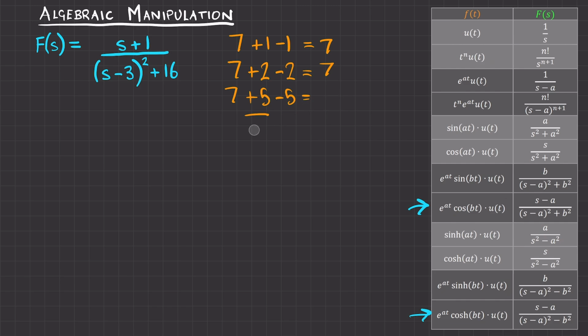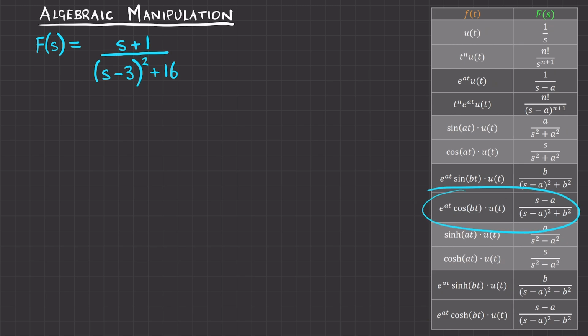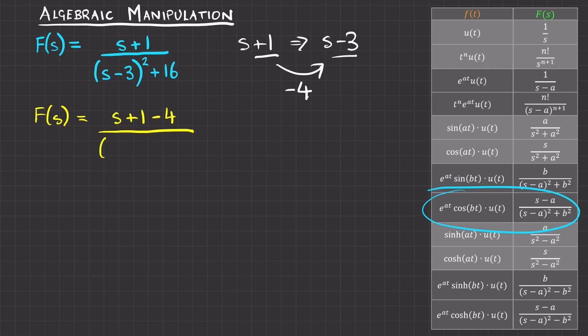Before we continue, let's highlight the table to say which one we need. And because we have a plus 16, it must be this one. Using that little trick now, we need the numerator to be s minus 3, the same as this. So if we want s plus 1 to become s minus 3, with the change going from plus 1 to minus 3, what's happening is we're taking away 4, which gives us f of s equals s plus 1 minus 4 all over s minus 3 squared plus 16.